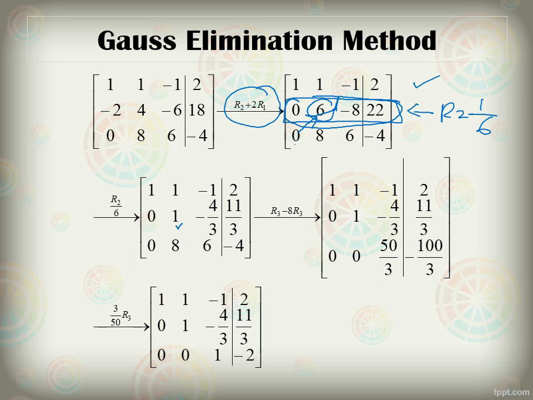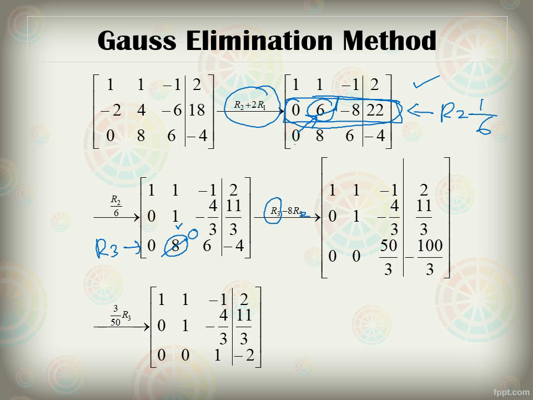Next, what is our target? Our target is to reduce 8 to 0. Okay. So in order to reduce 8 to 0, where 8 here is in row 3, row 3 will change, and we can use row 2. Sorry, this is a mistake. It is minus 8 row 2. That will reduce your 8 to 0.